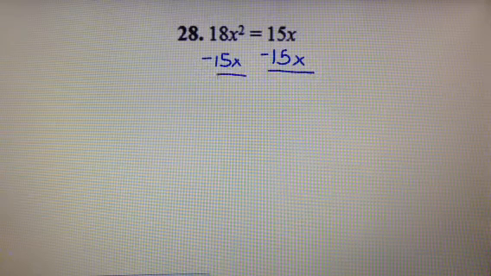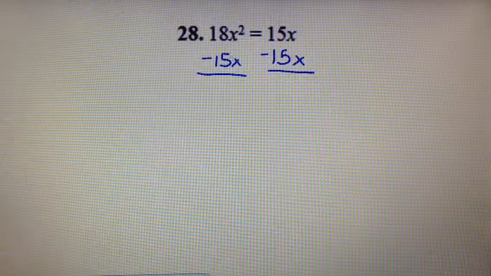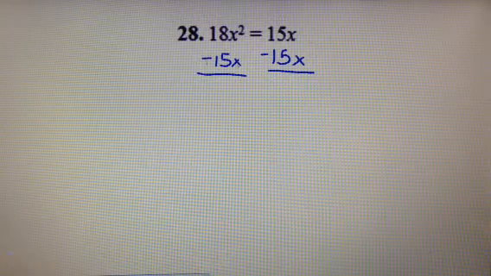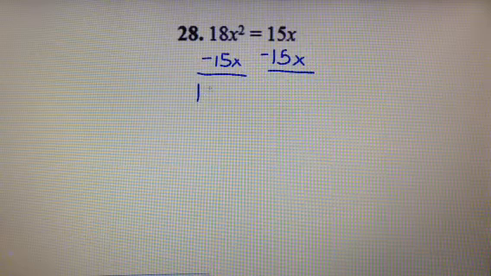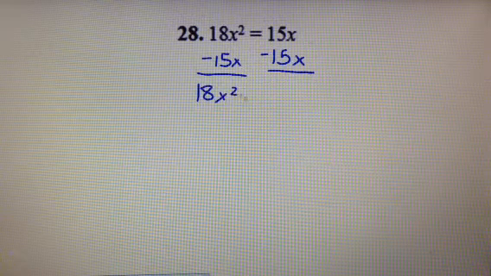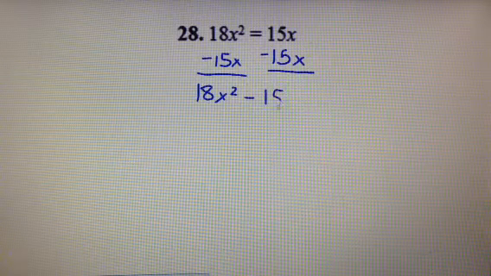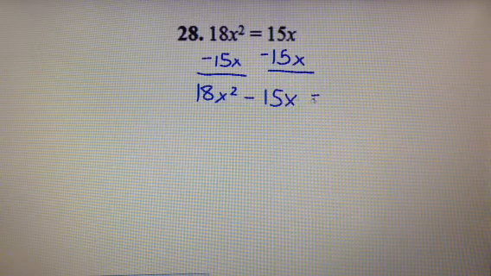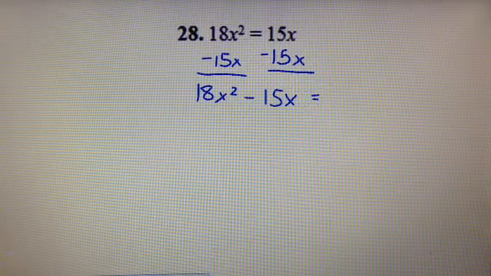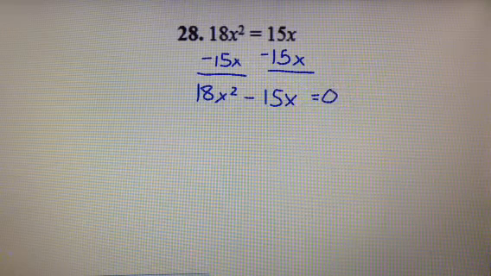Now when we do that, on the left side, those are not like terms. They're not both x squared terms. So we're just going to have to write it out. So write 18x squared minus 15x equals, now on the right side, if we have 15x and we subtract 15x from it, we have 0.